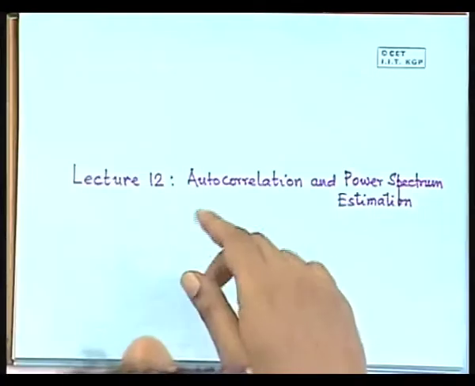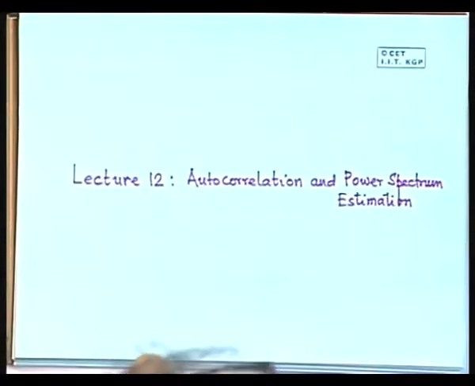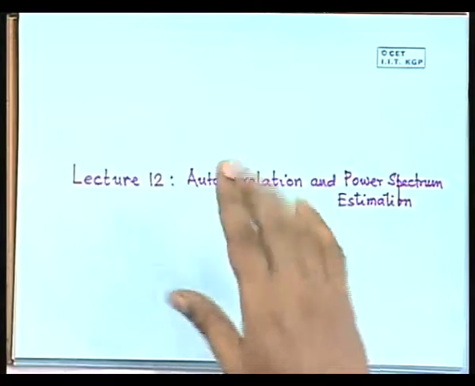Today's lecture. If you recall, we were doing estimation using linear models, and we have seen that the first basic equation, which is called the normal equation, involves the correlation matrix. If you want to get the optimal weights, you have to get the correlation matrix. So it is a natural question as to how am I going to get the correlation matrix.